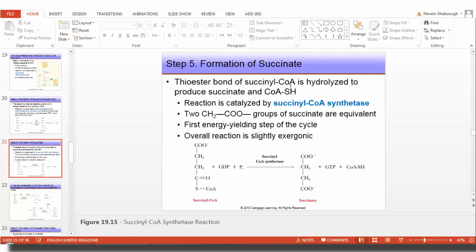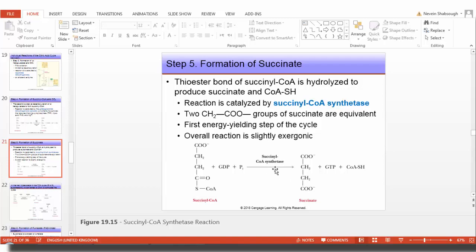Now in this step of the cycle, a thioester bond of succinate-CoA is hydrolyzed to produce succinate and coenzyme A, and the accompanying reaction is the phosphorylation of GDP plus Pi to form GTP. Now the whole reaction is catalyzed by the enzyme called succinate-CoA synthetase.